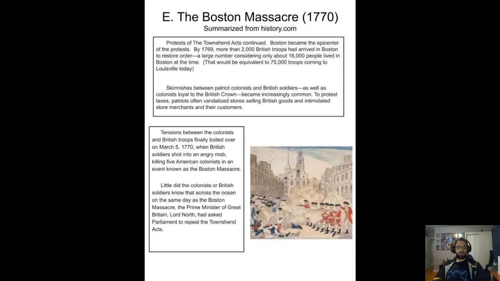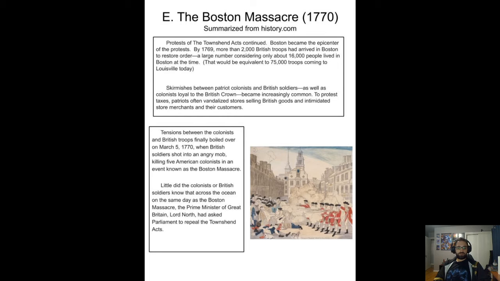Skirmishes between Patriot colonists and British soldiers, as well as colonists loyal to the British Crown, became increasingly common. To protest taxes, patriots often vandalized stores selling British goods and intimidated store merchants and their customers.